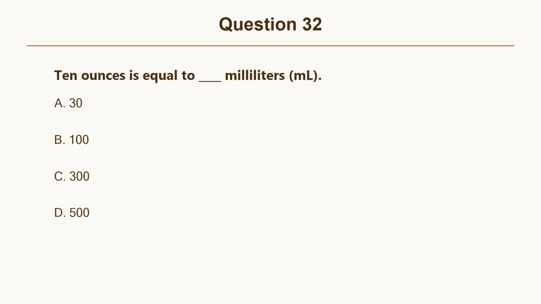Question 32. 10 ounces is equal to blank milliliters, ml. Option A, 30. Option B, 100. Option C, 300. Option D, 500. The correct answer is option C, 300.